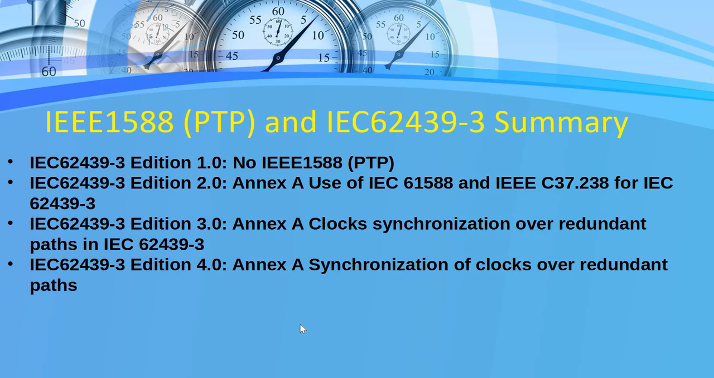IEC 62439-3 has different editions. They include edition 1.2. In this edition, no 1588 is included. Following is edition 2.0. This is the first version to support 1588 over PRP and HSR.